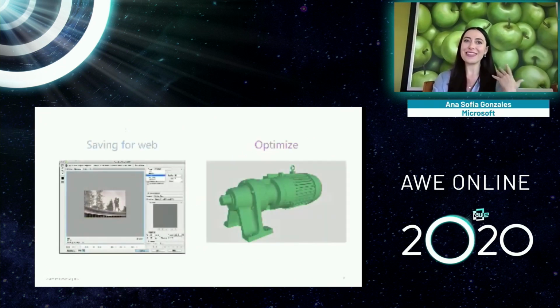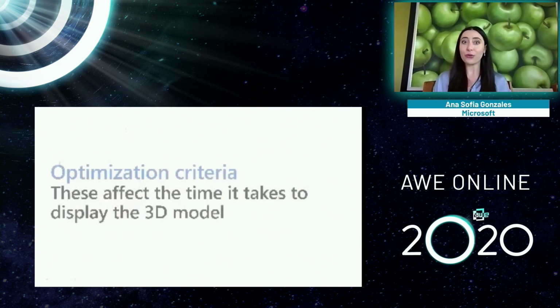With Save for Web, a long time ago, when the web could not handle big resolution, we would compress the image in Photoshop and save it for web. So same here with optimization. Optimization is that compression, so actually removing resolution from it. In Save for Web, you remove pixels, and here you remove triangles. And now I will go through the criteria that you need in order for this optimization to work for your display time.